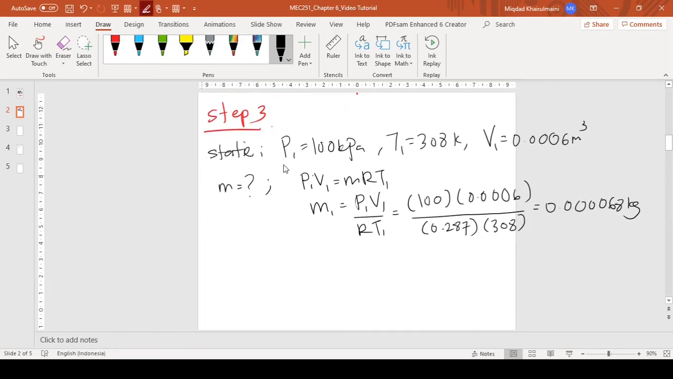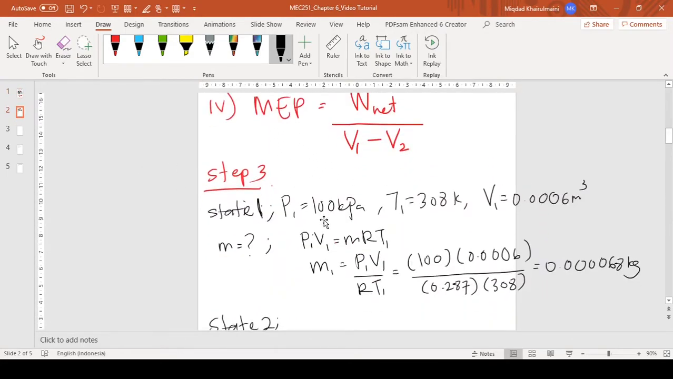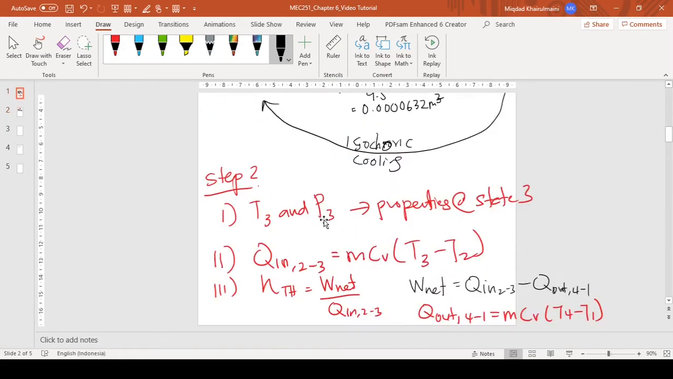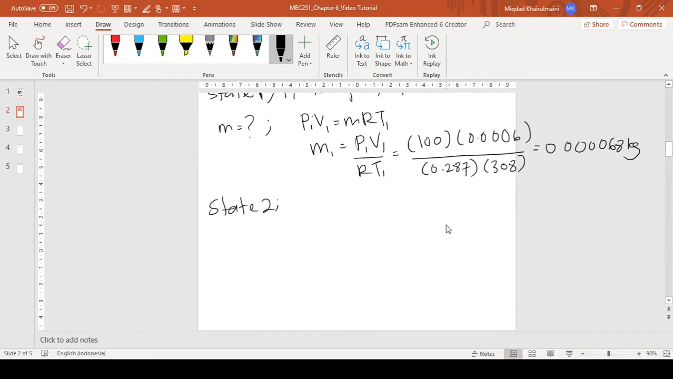So that is all for state 1. Next we go to state 2. From state 2, we have to calculate the temperature, T2 here. We know it's an isentropic process. Before that, we know that V2 is 0.0000632.